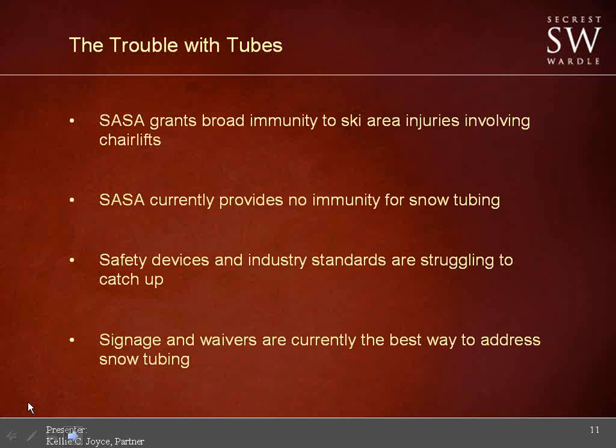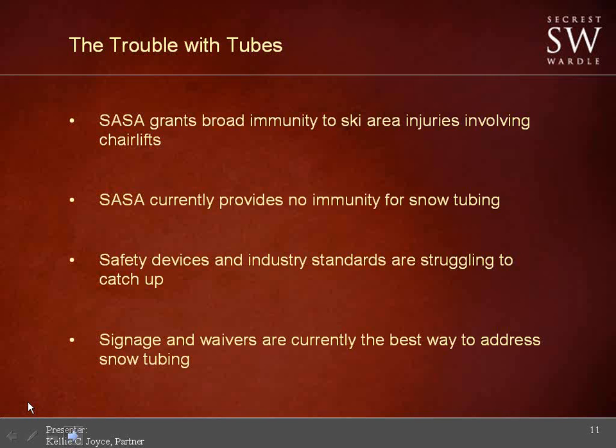So what does the ski area industry do to protect itself against claims by tubers? There are a few things. There are some safety devices and industry standards that I'm seeing. The industry is creating tubing lanes, a specific area that is groomed specifically for tubers, maybe a specific roped off area, signs. A lot of the tubing injuries have been happening at the end of the run, where a tuber is unable to stop, so they'll run into something.